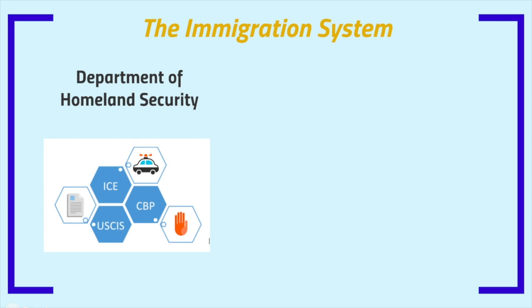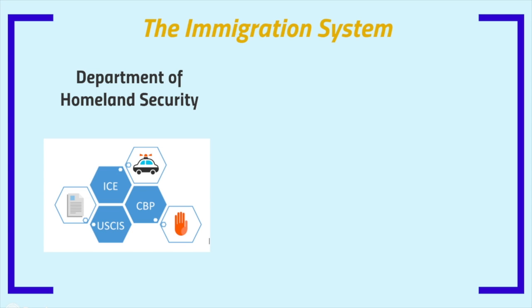When we talk about U.S. immigration, we are talking about a large and complex system. On the one hand, we have the Department of Homeland Security, made up of 3 main components. ICE, or Immigration and Customs Enforcement. This is the immigration police charged with carrying out detentions and deportations. CBP, Customs and Border Protection. These are the immigration officers that you will encounter at an airport, at the border, or at an immigration checkpoint.